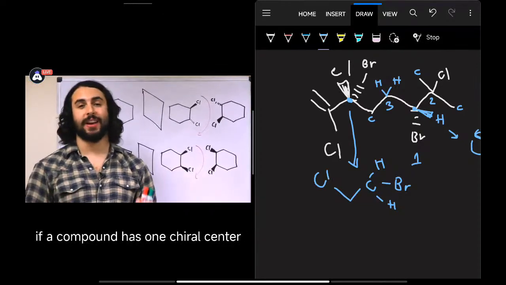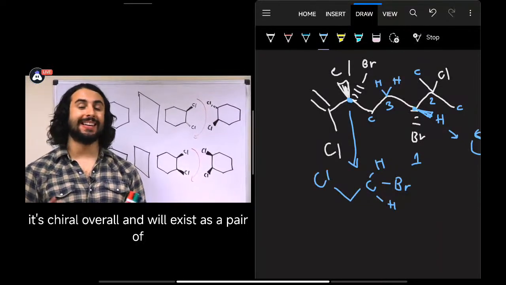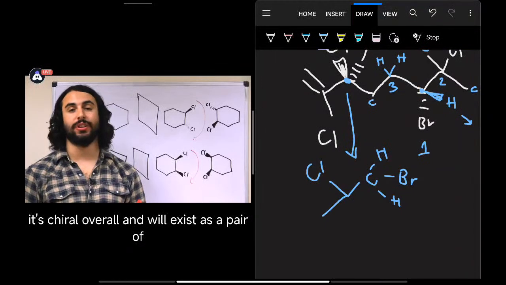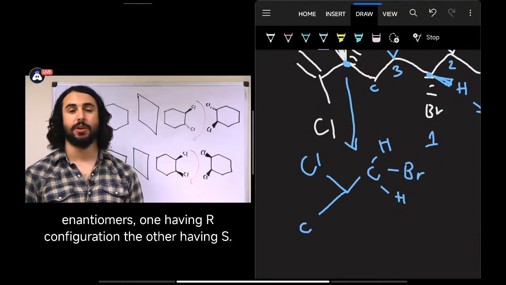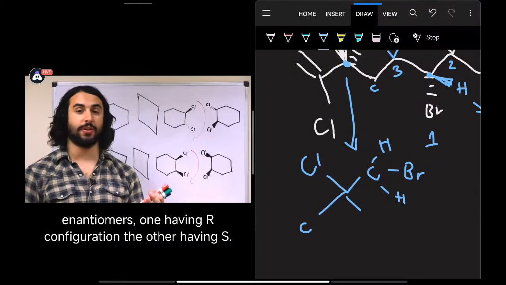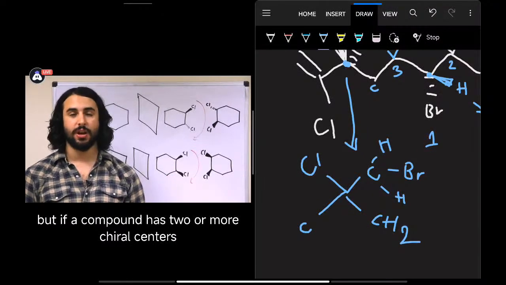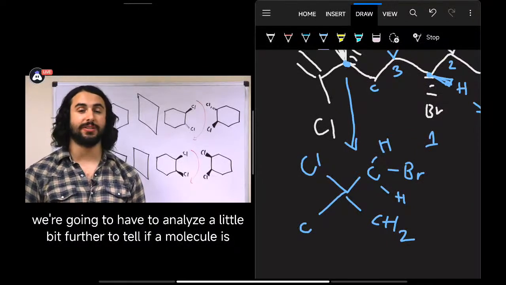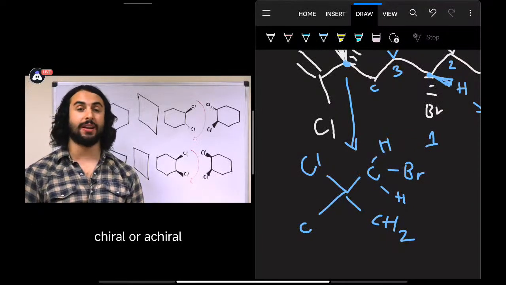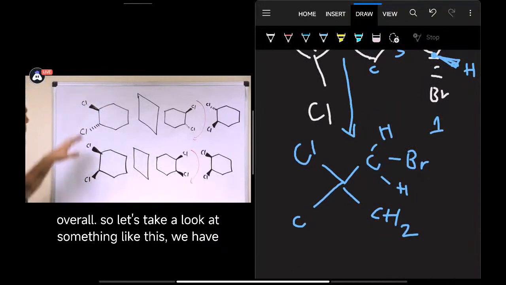So if a compound has one chiral center, it is chiral overall, and it will exist as a pair of enantiomers, one having R configuration, the other having S. But if a compound has two or more chiral centers, we're going to have to analyze a little bit further to tell if a molecule is chiral or achiral overall. So let's take a look at something like this.